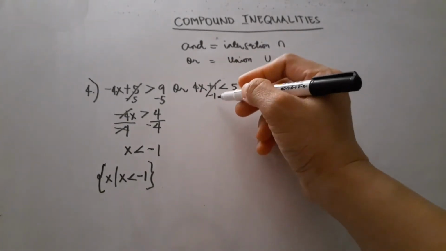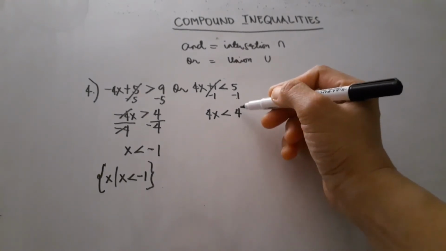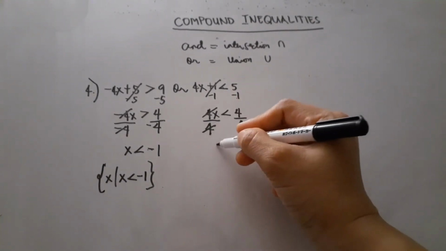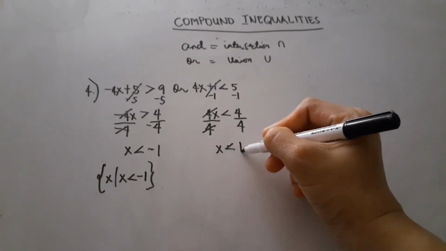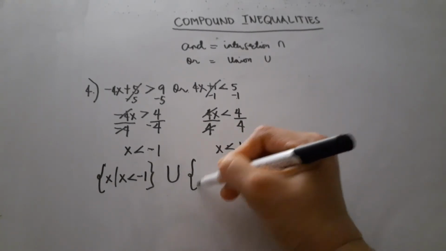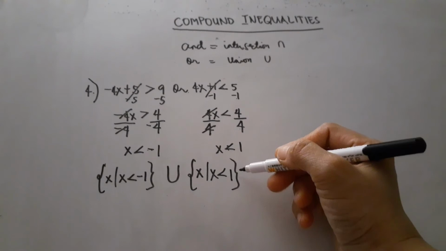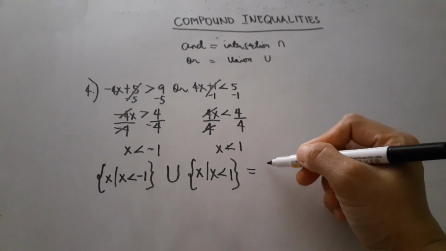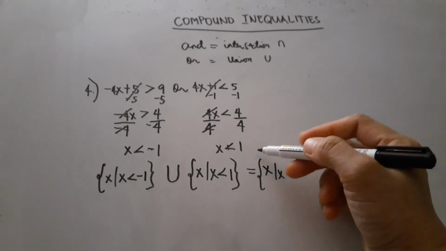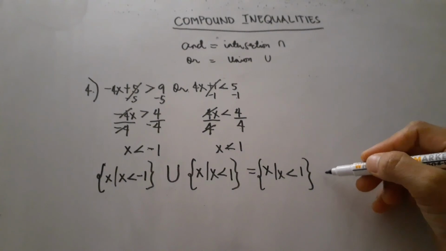For the second inequality, we add negative 1 to both sides, so positive 1 and negative 1 cancel out. The remaining is 4x < 5 minus 1, which is 4. We divide each side by 4 to isolate x, so 4 divided by 4 is 1, and x < 1. And this is the union. The set builder notation is the set of x such that x < -1, union the set of x such that x < 1, which is equal to the set of x such that x < 1. We can put only 1 here, and this is the answer.